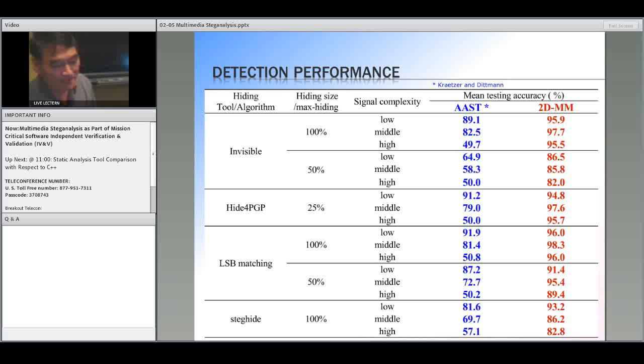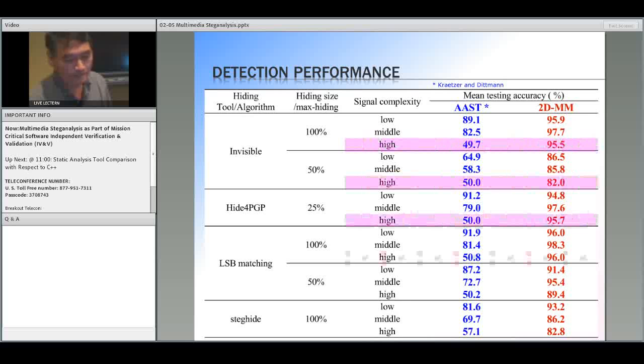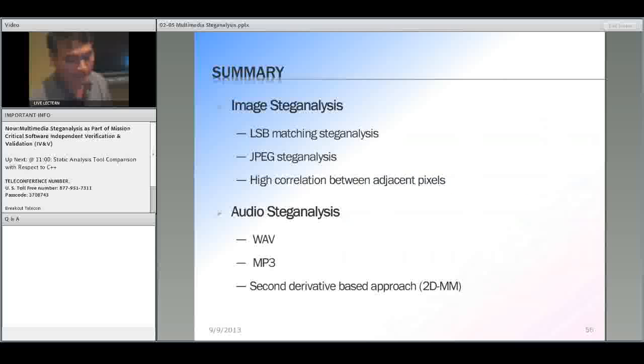The signal complexity is divided into low, medium, and high. That's the first experiment to group the results into different complexities. All right. That about sums up the basic technique of detecting steganography in images and audios.